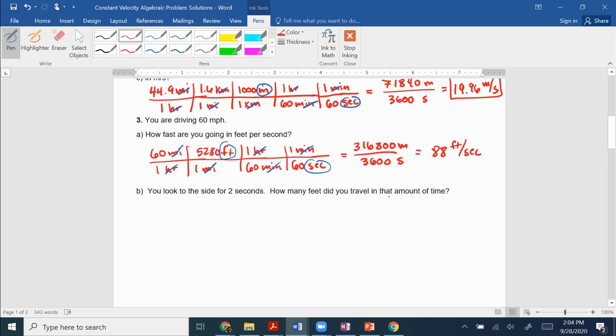You look to the side for 2 seconds. How many feet did you travel in that amount of time? So, right, x is equal to velocity times time. So we looked away, our velocity is 88 feet per second, for 2 seconds. So that is 176 feet.